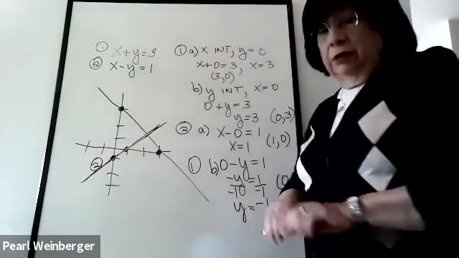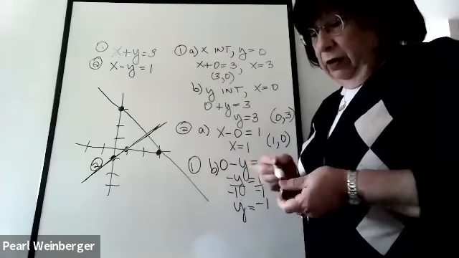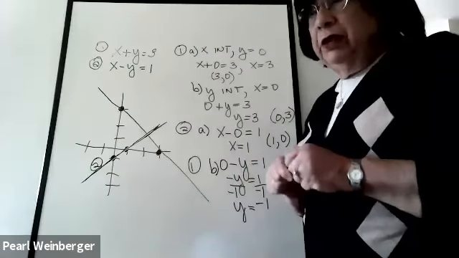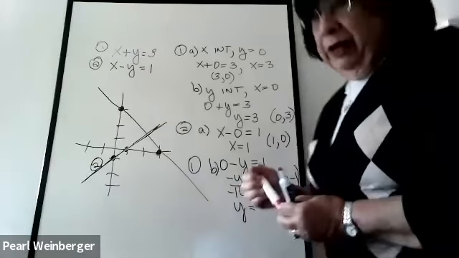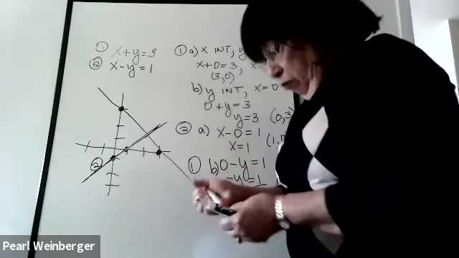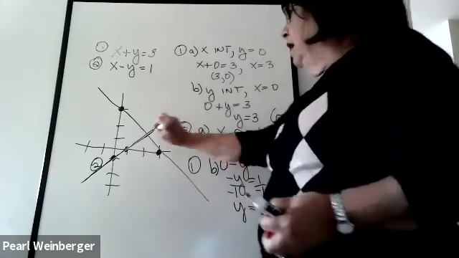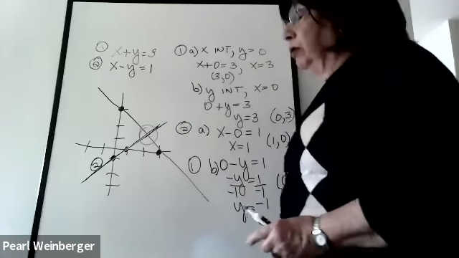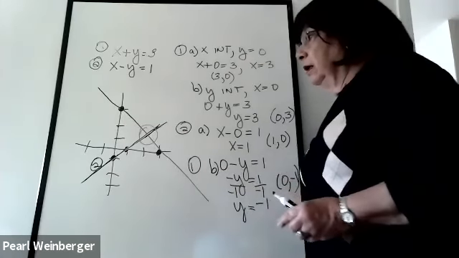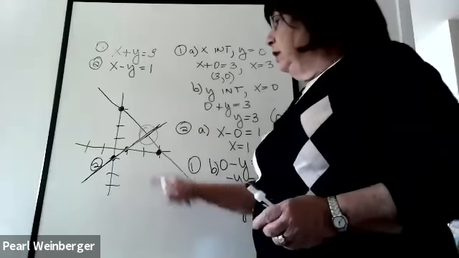Notice these 2 lines are intersecting lines. In other words, this is what we call a consistent system of equations. And the point where they meet is right here. The point where they meet is what we call the solution of the system of equations.